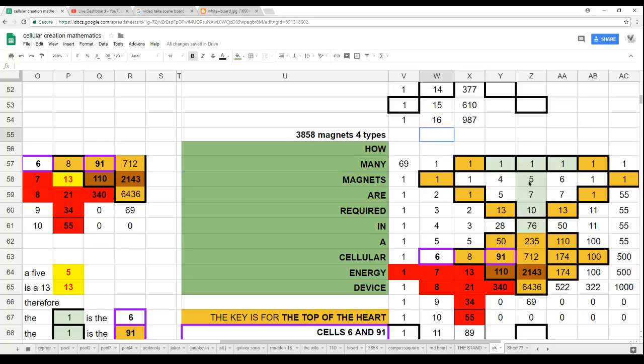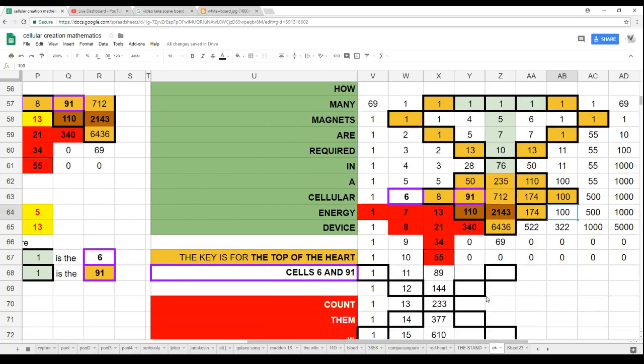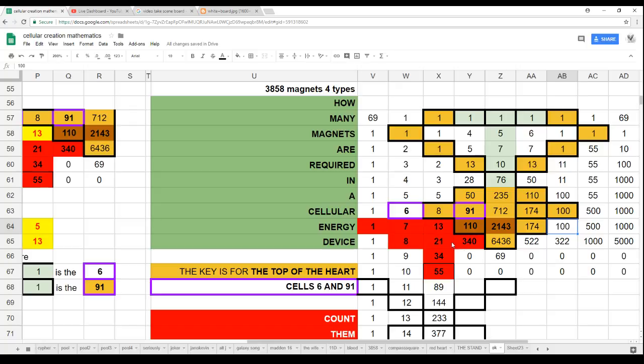This yellow thing over here looks like a key. A key to the heart. Raise your hand, class, if you've ever heard the expression, unlock the key to my heart. Now notice how I circled right here the 6 and the 91. I put a purple box around them, and this is a purple thing. The key is for the top of the heart, cells 6 and 91.